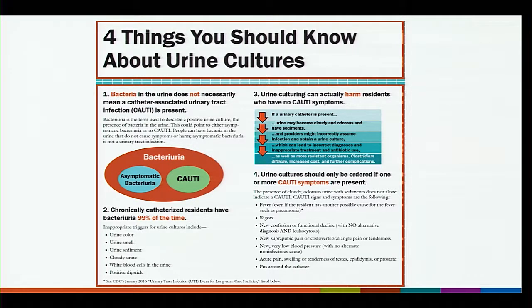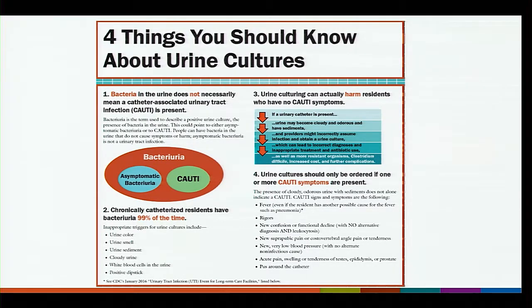And I don't know about those in the audience, but that still happens so much in some of our facilities, where a clinician or the frontline staff or a resident will say, oh, my urine smells, I need a urine culture. And then it kind of goes down the path. So I really like this. Again, you can get to this graphic and many others through that website on the previous page.